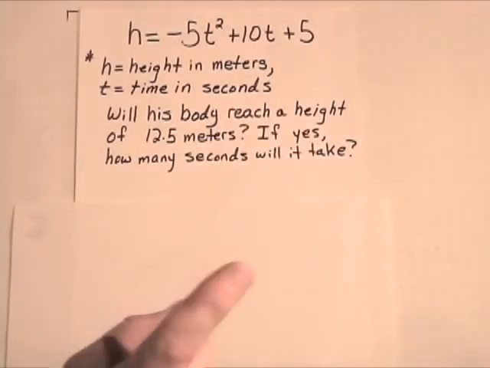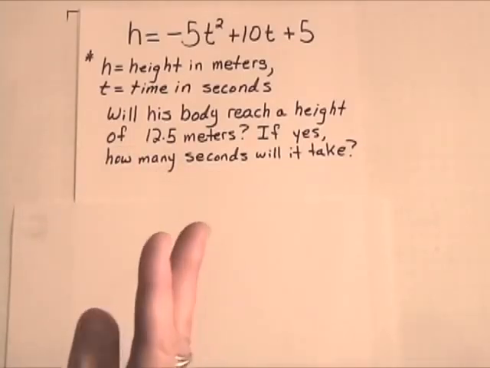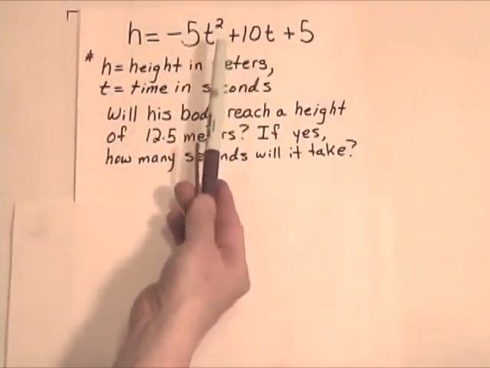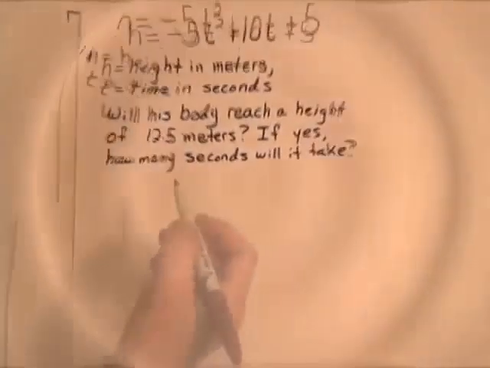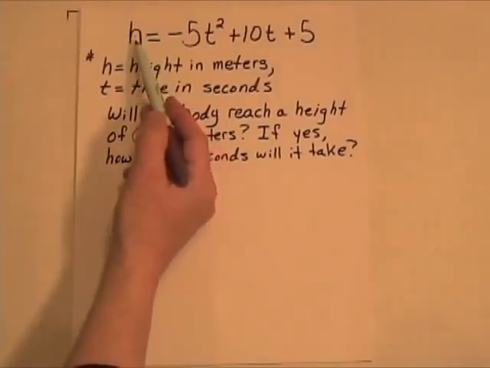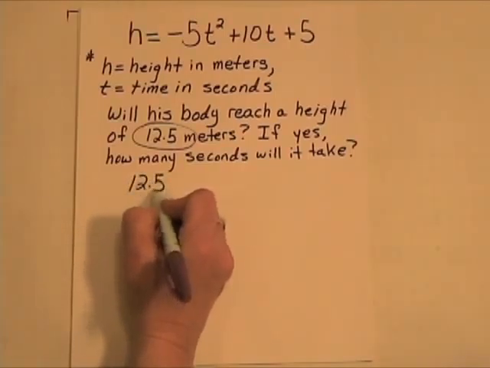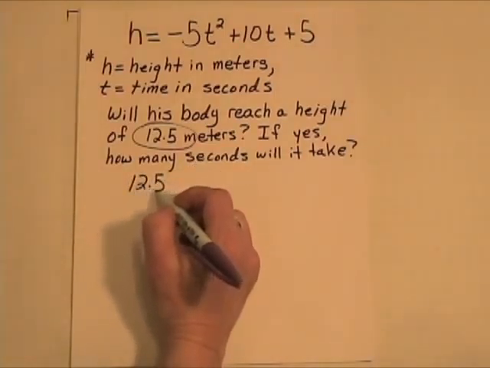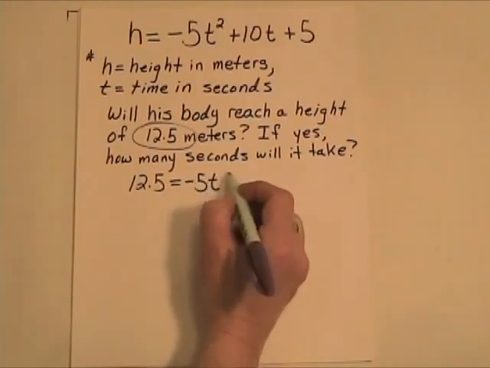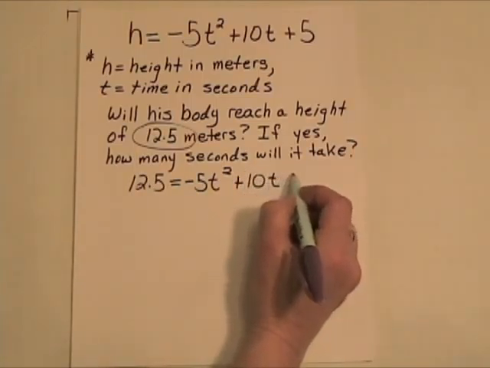Remember, he's starting at 10 meters. So will his body make it the whole way up to 12.5 meters? And if the equation says it will, how many seconds is that going to take? To solve this, we plug this value right in here for h, because that's what we want to see whether or not we can reach. Okay, so 12.5 meters is equal to -5 times the time squared plus 10 times the time plus 5.